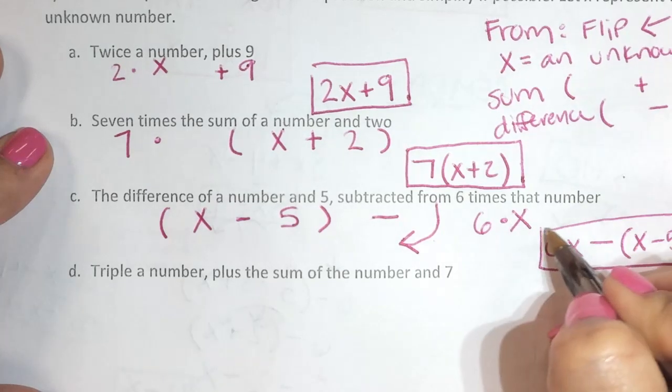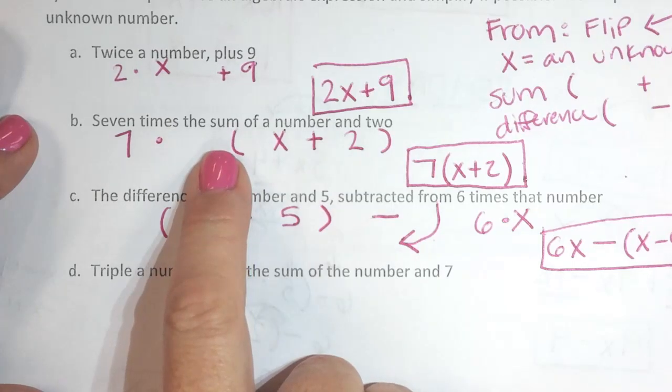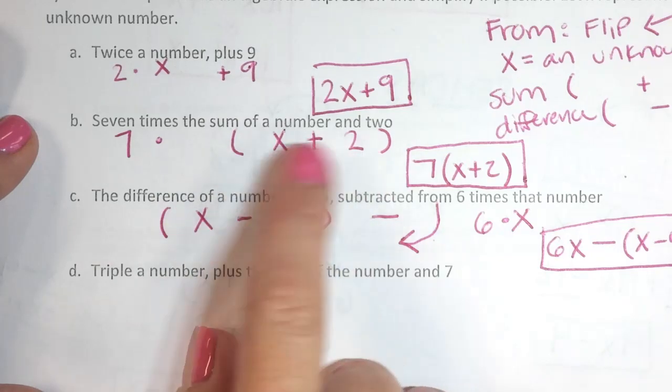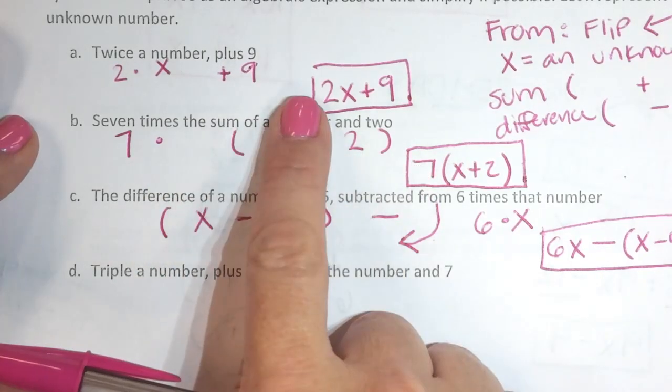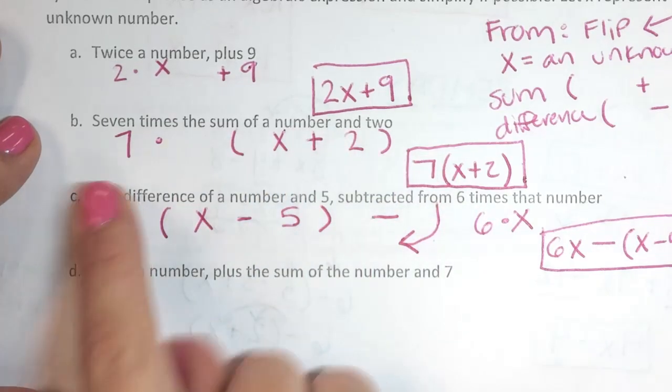On B, why is it 7 times x plus 2? Because it was a sum. If it just said 7 times a number and plus 2, that would be different. But it said 7 times the sum, so you have to add that first before you multiply.